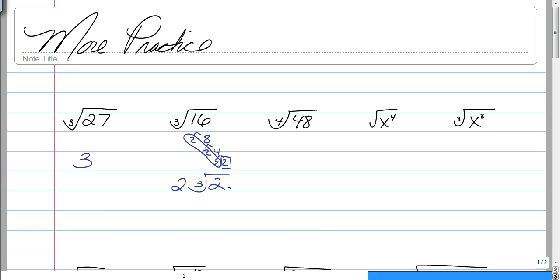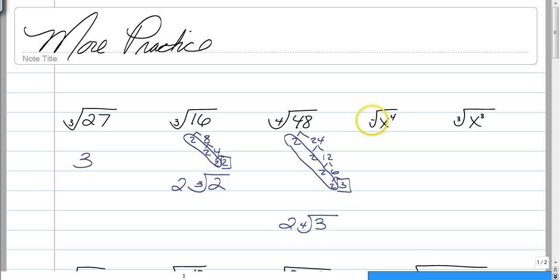The same thing's going to need to be done with the 48. So you're going to start by making this 2 and 24, 2 and 12, 2 and 6, 2 and 3. Circle 4 at a time, box your leftover, and you end up with 2 fourth roots of 3. And you're good to go.